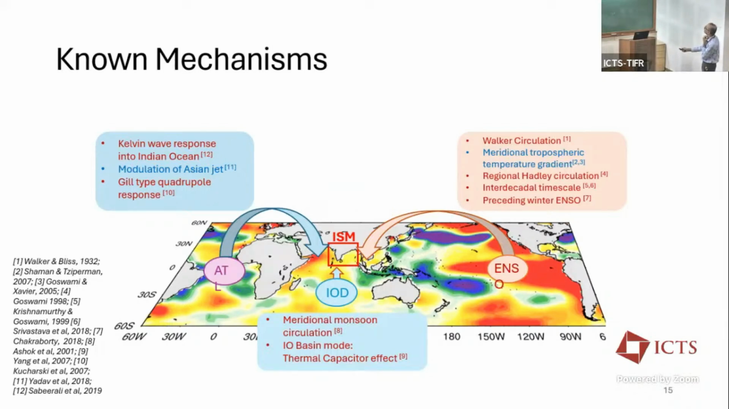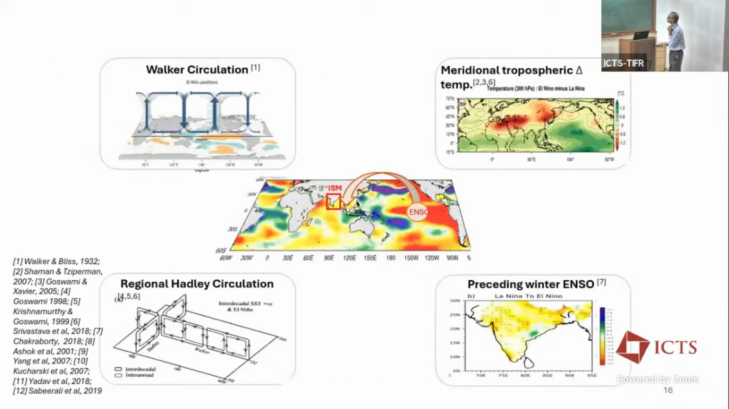Then even at the interdecadal time scale, there are several theories. So again, the summary of those theories is here. This Walker circulation change is due to ENSO or the Pacific Ocean basin's change in the SST gradient and middle tropospheric temperature gradient, and this Walker cell connects to the Hadley cell, the local Hadley cell over South Asia. This is connected to here, and possibly the preceding winter ENSO condition is connected to here.